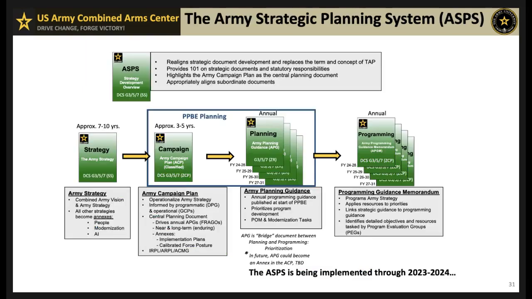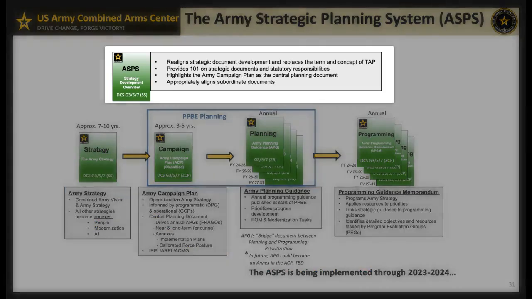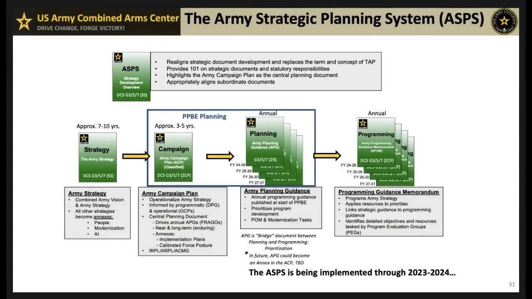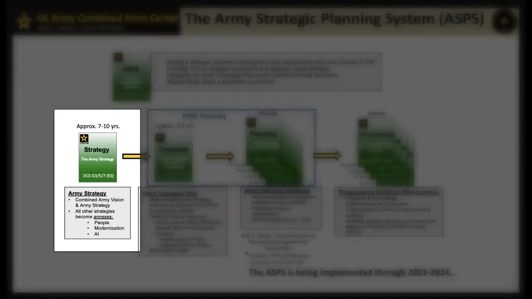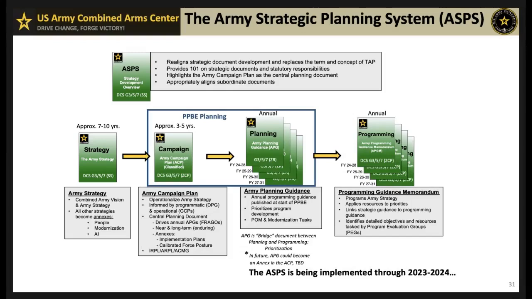The Army Strategic Planning System realigns strategic document development to replace the concept of TAP, The Army Plan, and highlights the Army Campaign Plan as the central planning document. So here's the ASPS framework. Strategy, 7 to 10 years out. The Army Strategy combines the Army vision and other strategies into annexes focusing on people, modernization, and AI.